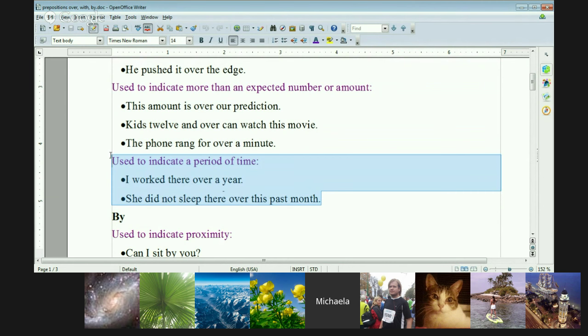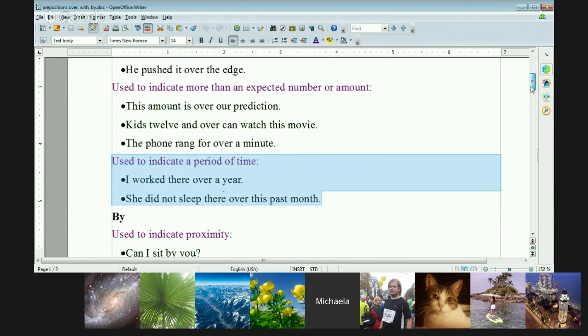Excellent. And Mateus, the last pattern here. Used to indicate a period of time. I worked there over a year. She did not sleep there over this past month. Thank you very much. Okay, so let's get a little practice.